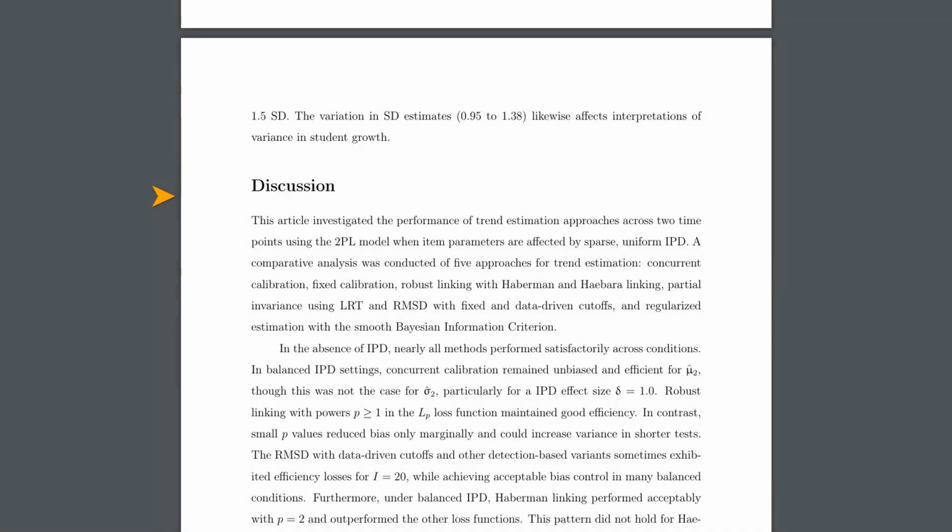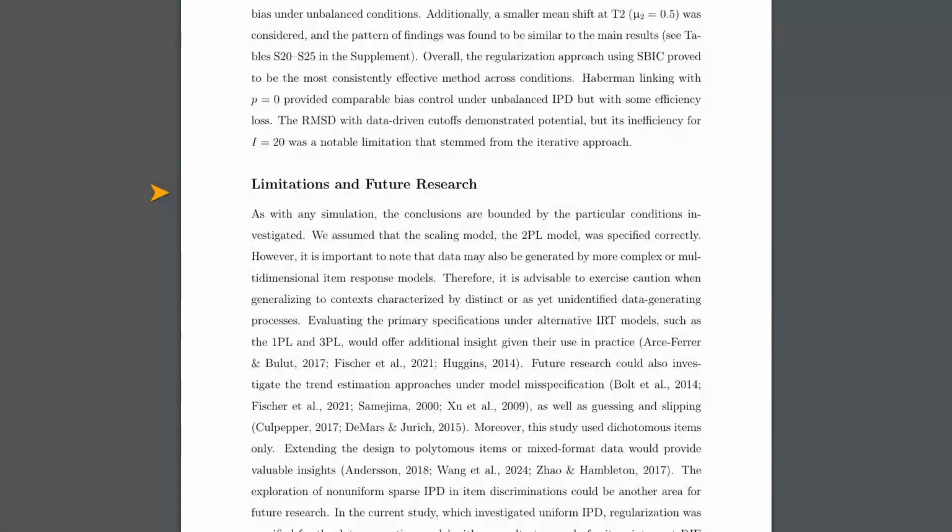In conclusion, if you suspect item parameter drift, especially unbalanced drift, you should avoid methods that assume everything is stable. Haberman linking with certain robust settings or regularized estimation with SPEAK are much safer bets. For most situations, regularized estimation with SPEAK appears to be the top choice, offering a good balance of accuracy and stability. The paper really makes a strong case that understanding and addressing item parameter drift is crucial for accurately tracking progress and making reliable comparisons over time in educational and psychological assessments. It's all about making sure we're measuring what we think we're measuring year after year.